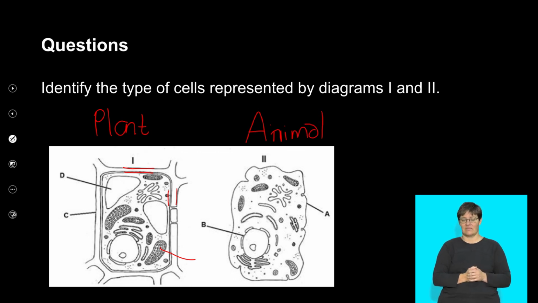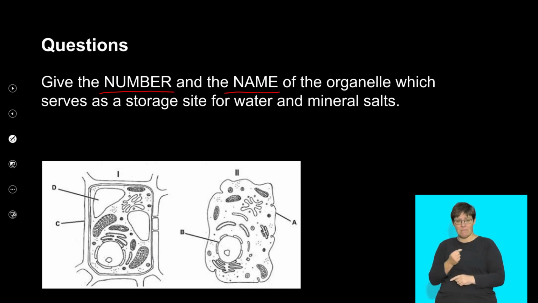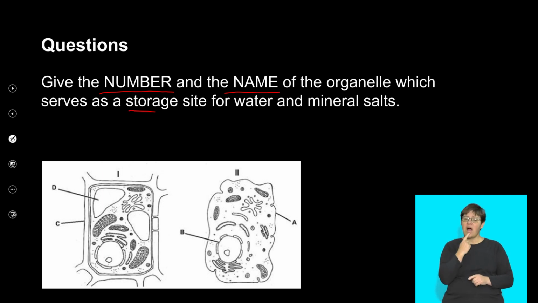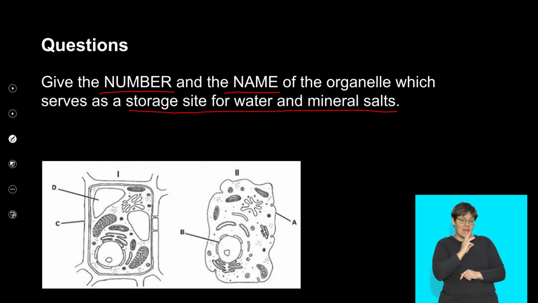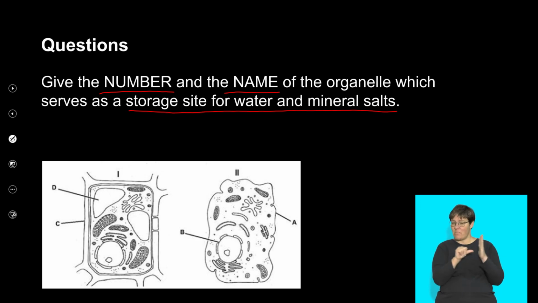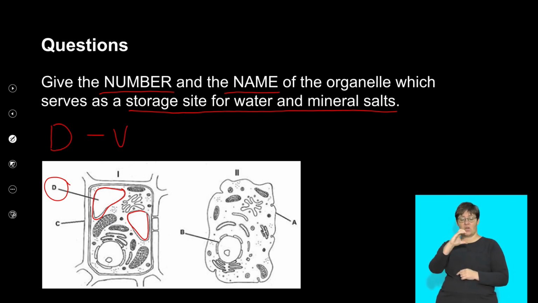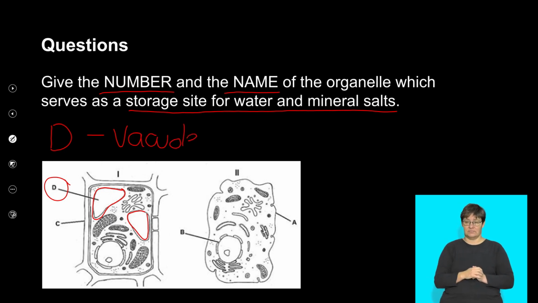Now it says, give the number and name of the organelle which serves as a storage site for water and mineral salts. You're looking for the vacuole, that is the name. And remember, I'm usually going to look in the plant cell because that's where it has a far more important function. My answer here is going to be D, because can you see it? It's a nice large open space. There are actually two of them in there. So my number is D, and the name is vacuole.